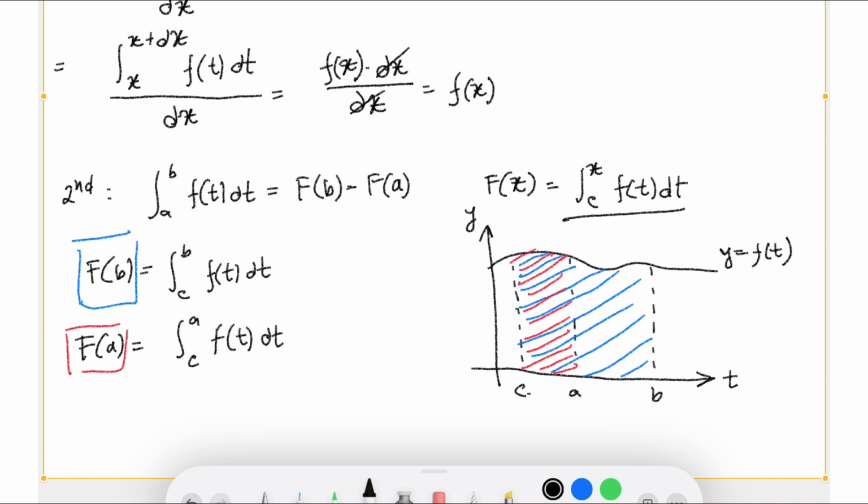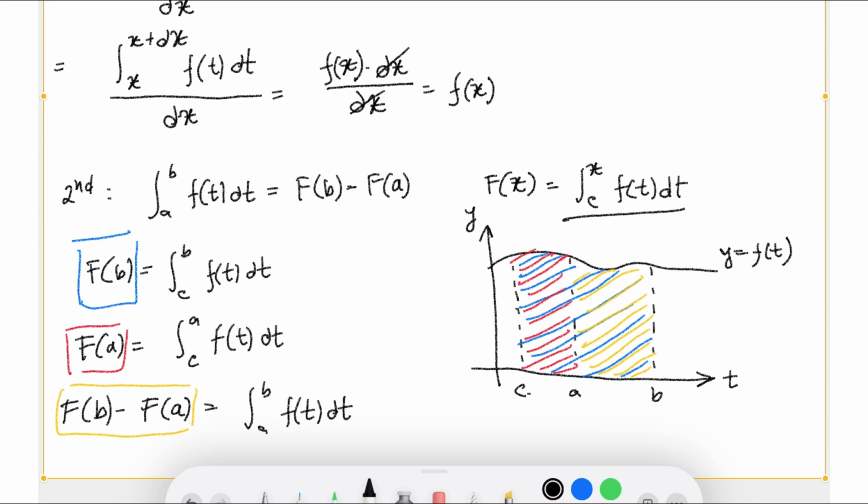Now it is very obvious that when you subtract the smaller area from the big one, we will be left with this part. And this part is denoted as the integral from a to b of f(t) dt. So this was really very simple, just using the integral formula and replacing it in the big F of b and big F of a.